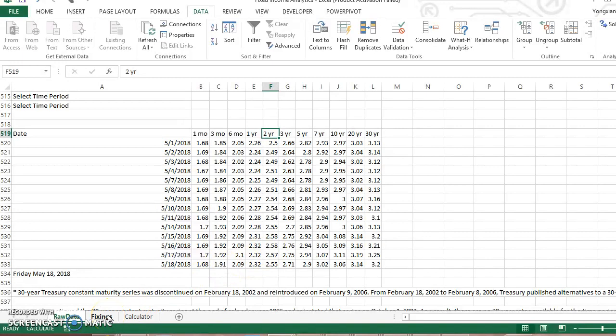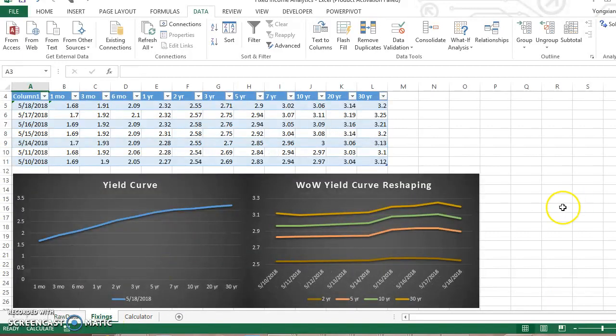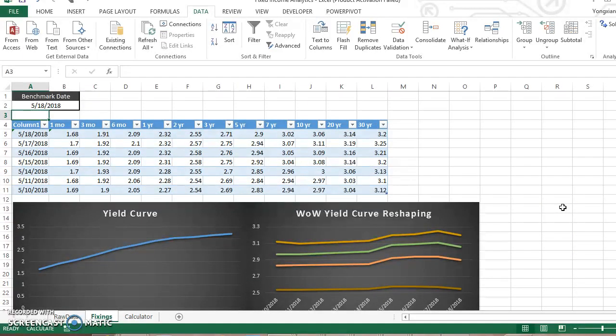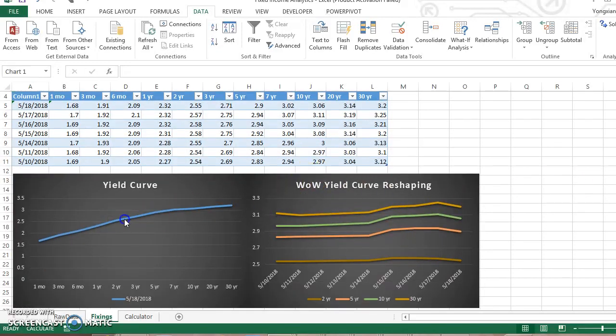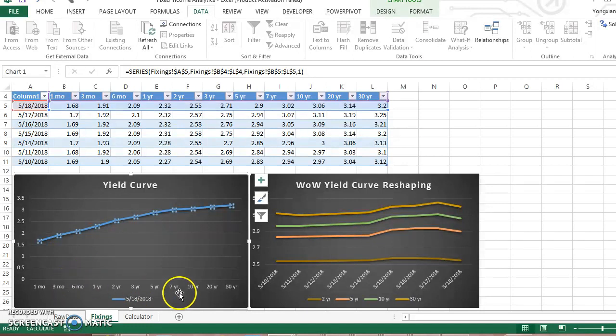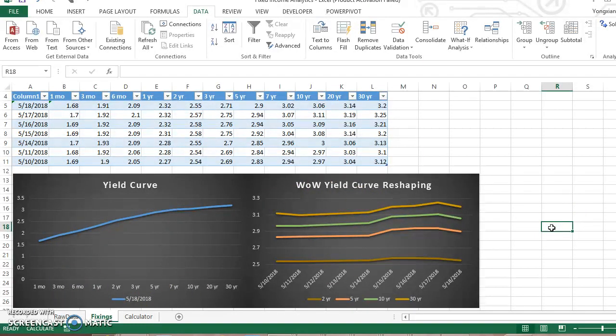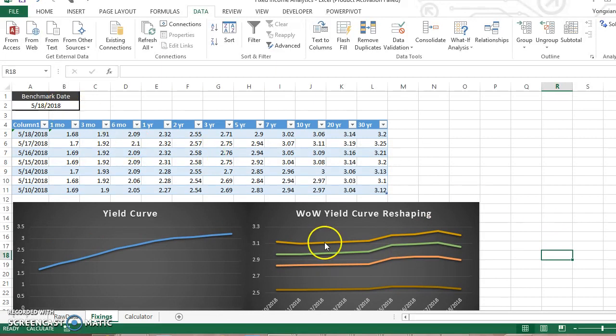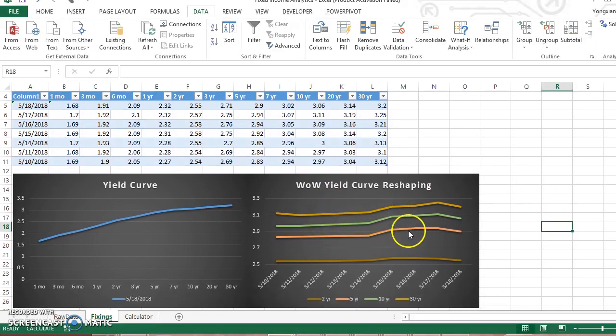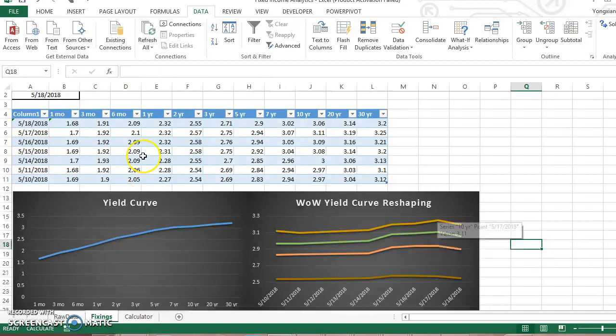So we can reference these data in the second sheet, which is fixing data. We have a benchmark date here and it gives you a representation of the yield curve across different tenors, and then the week-to-week yield curve reshaping. So we can see as of May 18th, the yield curve actually increased, but the spread between the 2-year and the longer term is widening as well, so the yield curve is kind of steepening.